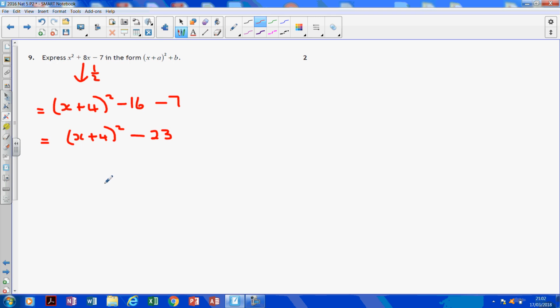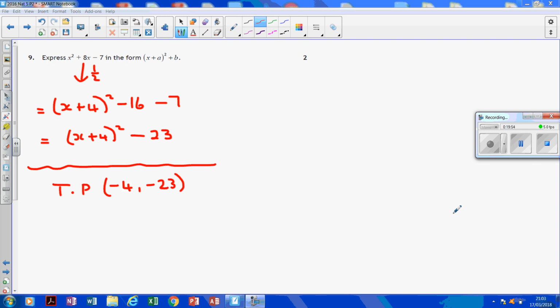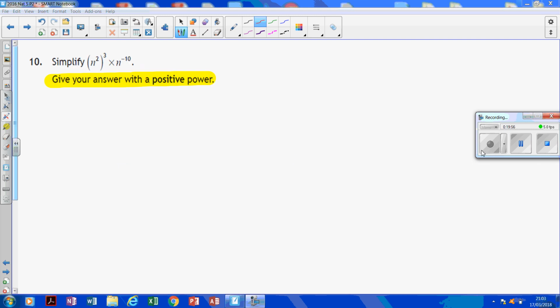Now I'm going to put an extra part in here. This was not asked for, but you will need to know this. That's a parabola with a turning point of -4, -23, and that's what completing the square is all about, so that you can find the turning points of a parabola. So that wee part was not needed, but you will need to know it for your maths.